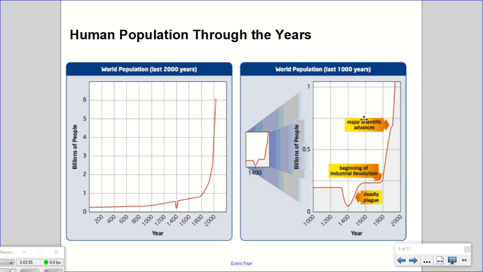And then if we look at the world population in the last 1,000 years, as I said, around the 1400s was when that bubonic plague happened. And then since about the 1800s, and when we hit about the 1900s or so, when there were major scientific advances that helped improve quality of life, human population has shot up dramatically, to the point now where we're well past 7 billion people here on Earth.